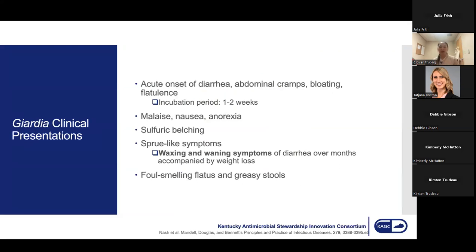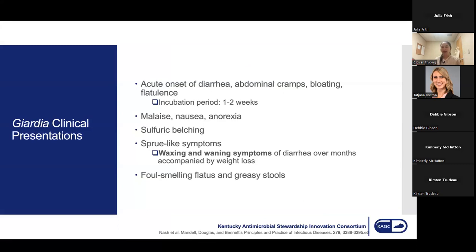So how does a patient with Giardia present? Sometimes they will present with acute onset of diarrhea, abdominal pain, bloating, and flatulence. They do have an incubation period of roughly 1 to 2 weeks, which means a person might have ingested Giardia-infected food or water 1 to 2 weeks before they actually presented with diarrhea. They can also have malaise, nausea, anorexia, and sulfuric burning. They may also have flu-like symptoms.